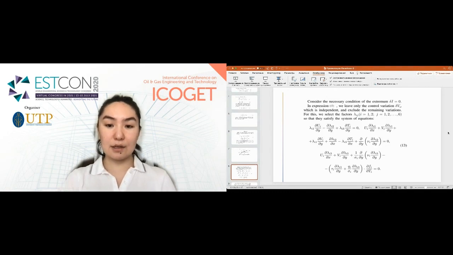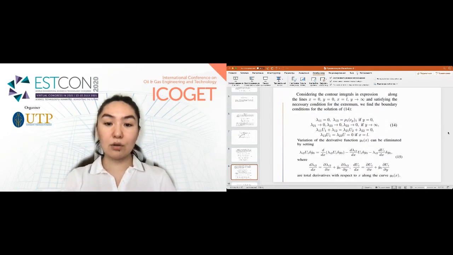Consider the necessary conditions of extremum, δI equal to 0. In expression 12, we leave only the control variation δvw, which is independent, and exclude the remaining variations. For this, we select the factors lambda ij, where i is 1 and 2, and j goes from 1 to 6, so that they satisfy the system of equations represented in formula 13.